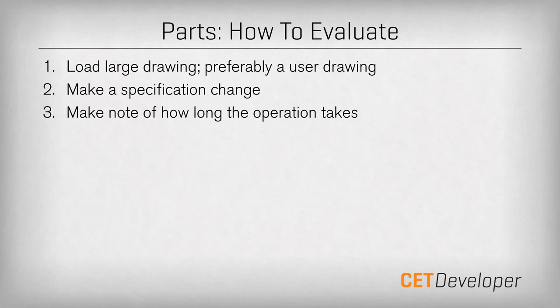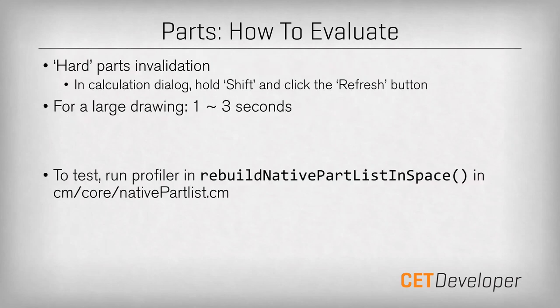If you want a slightly more targeted test, try doing a hard invalidation of parts. In dev mode and possibly in release mode, I can't remember, if you open up the calculation dialog, hold down the shift key and hit refresh, this will force a rebuild of the parts. It'll invalidate any parts that the space might have cached and goes to all the snappers and says rebuild them all, run all the hooks, the whole nine yards. So this is a really good hard test of generating parts.